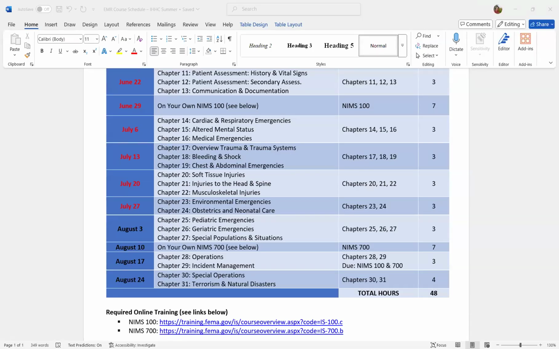So schedule-wise, we moved 25 to tonight, pediatric. So we'll start with pediatric emergencies, and then we'll move to chapter 26, which is geriatric emergencies, and then chapter 27, which is special populations and situations. And then next week, you guys are on your own with 700. If you've done that already, you're good to go. Just send me and Jules your certificate.